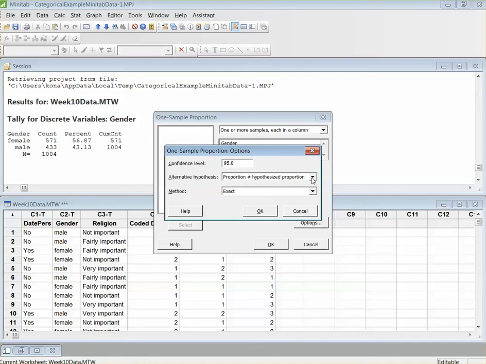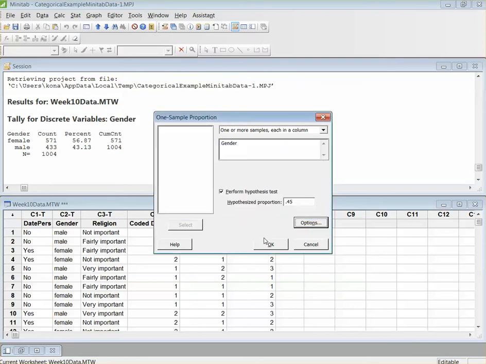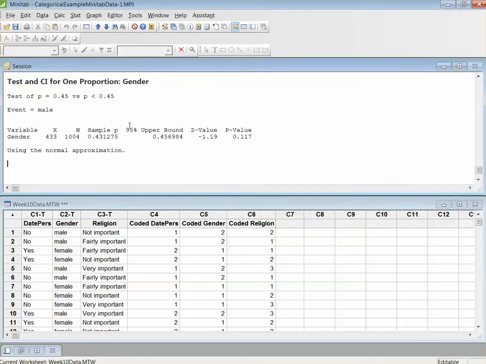Now remember, we go back to our alternative. Our alternative was a less than, so we use the less than. And instead of the exact method, we're going to use the normal approximation. That's because we had already checked our assumptions in that step 1, where we checked both assumptions and they were okay, and that's how we can do the normal approximation. We then click OK, and here we go.